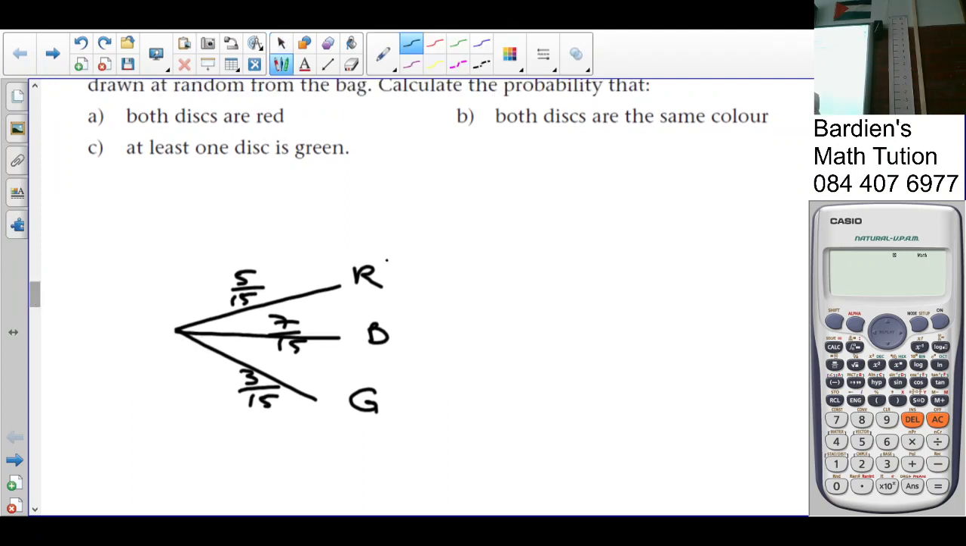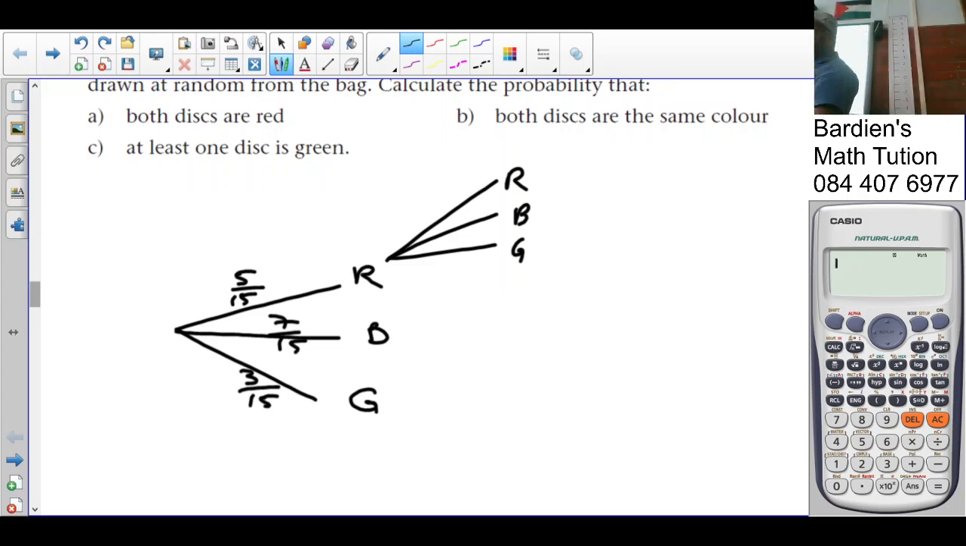So, if the person draws red on the first count, the options are red, blue and green again. How many discs are in the bag then? 14. So, if it's red, how many reds do we have? 4 out of 14. Blue, 7 out of 14. Green, 3 out of 14. Does it make sense?